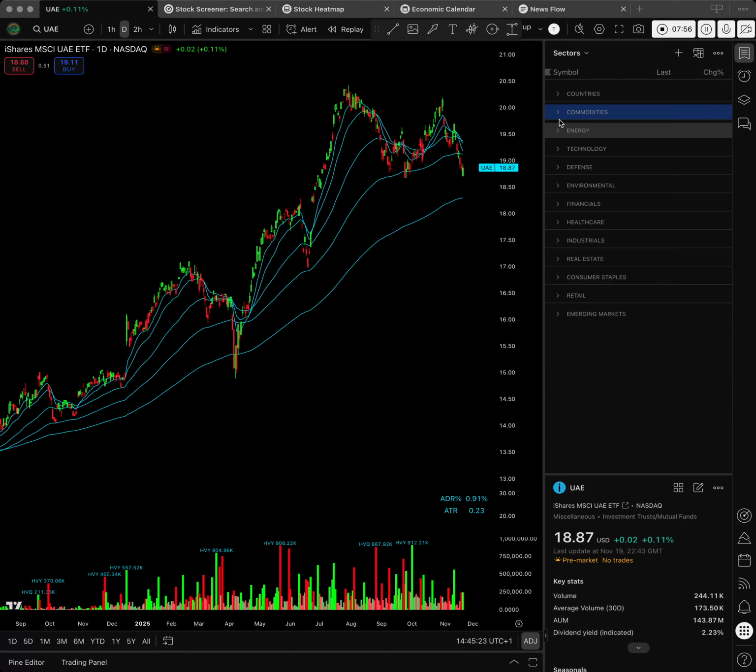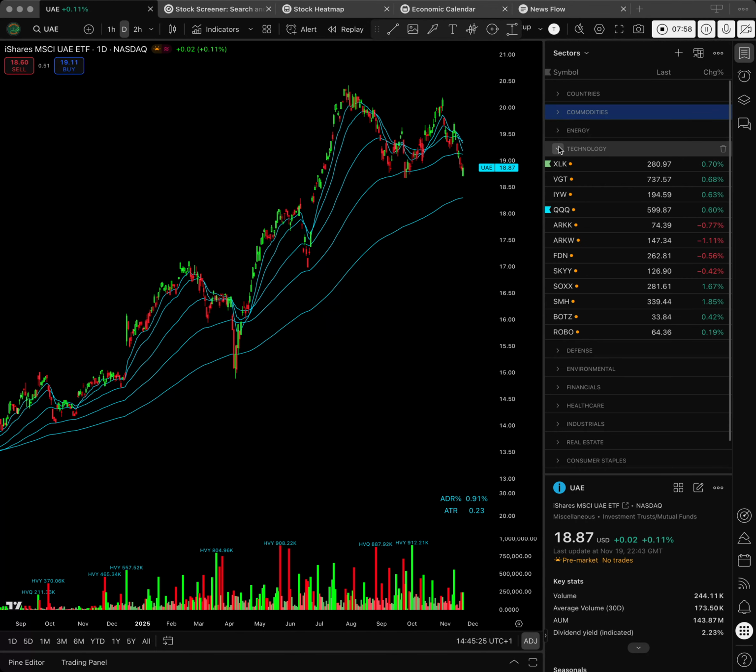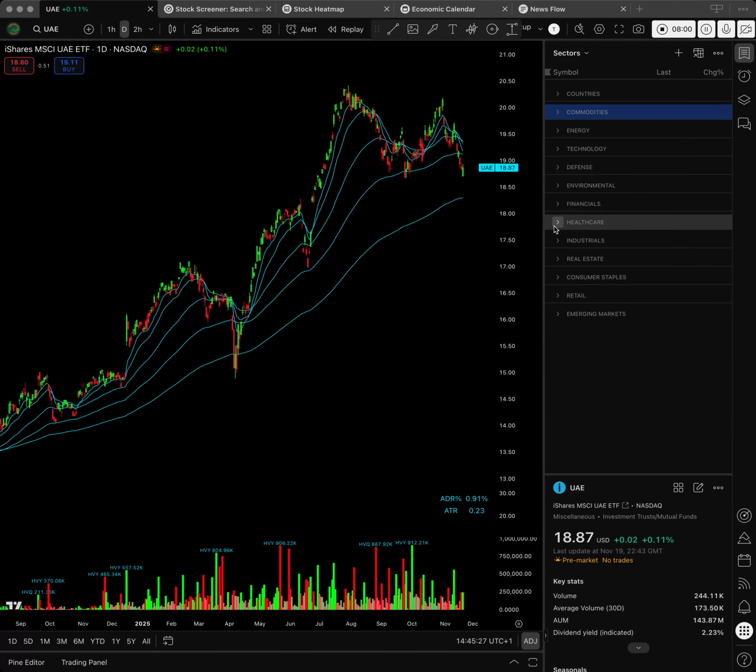The commodities, energy, tech. So I got it all. I got many ETFs here and things that are of importance that we want to be keeping an eye on for sure. So that also helps visualize a lot of pockets of strength or weaknesses that you can just flick through by using the charts. Also helps a lot.